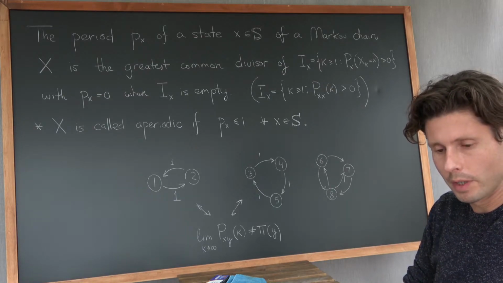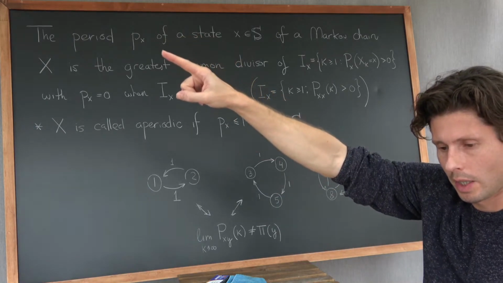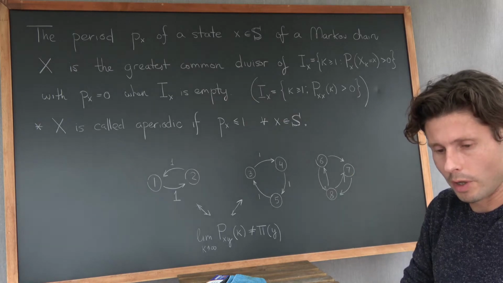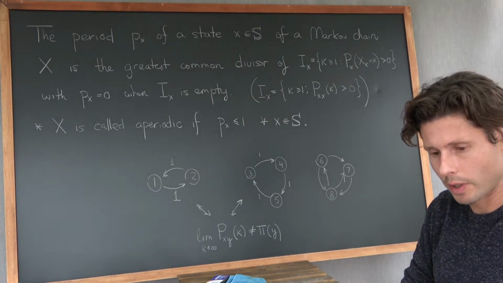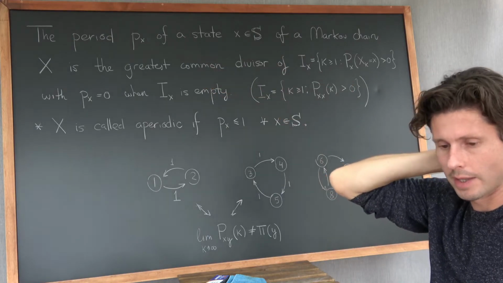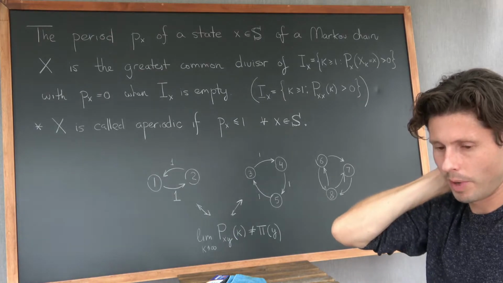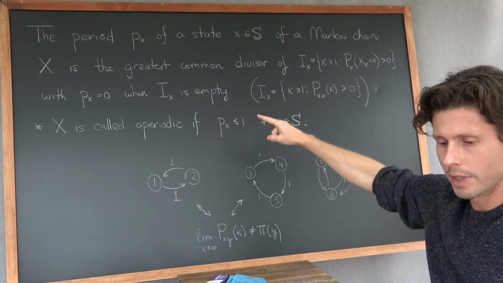A period of a state x of a Markov chain, which I'm going to denote by px. So we have states of a Markov chain, and we're going to give them numbers px. Each one of them is going to denote the period of that state. It is the greatest common divisor, let's unpack that a little bit, of this set of numbers.